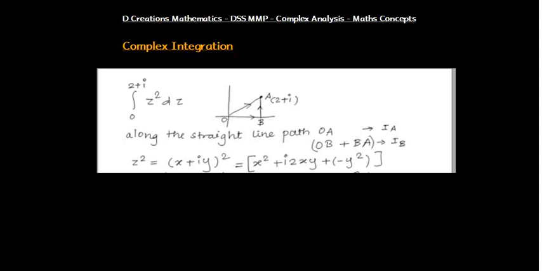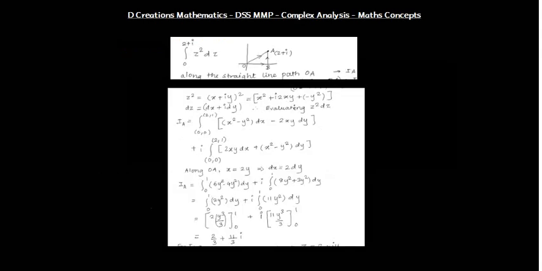Now z, we can represent it as x plus iy. So z squared will be (x plus iy) whole squared, so x squared minus y squared plus i 2xy. Now when we evaluate it for the path OA, z squared we have already found out.